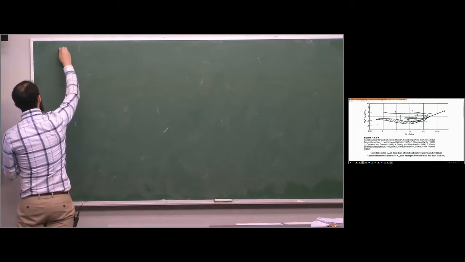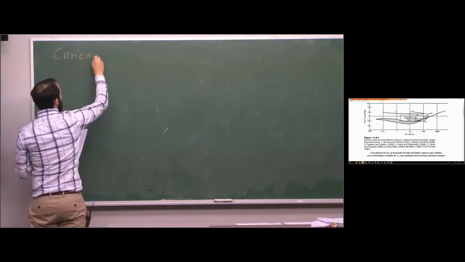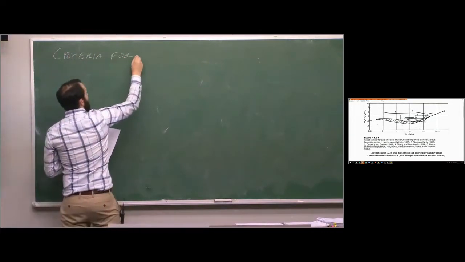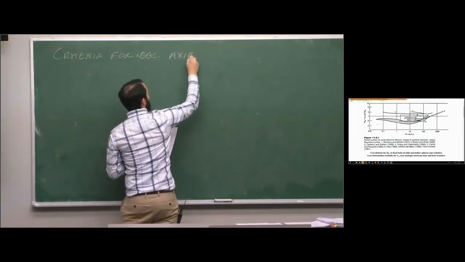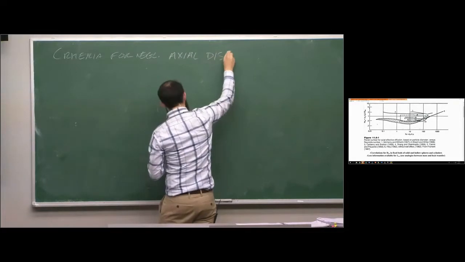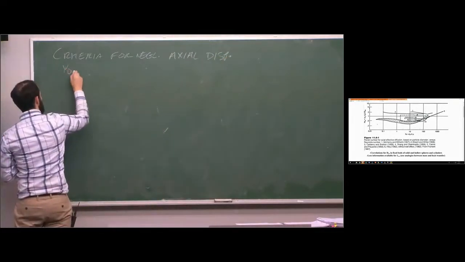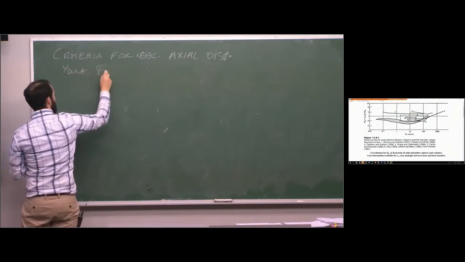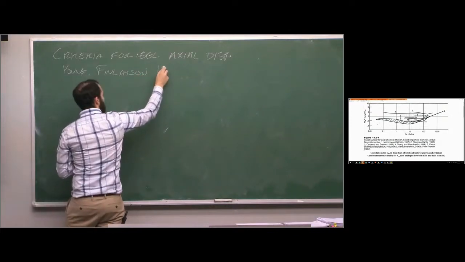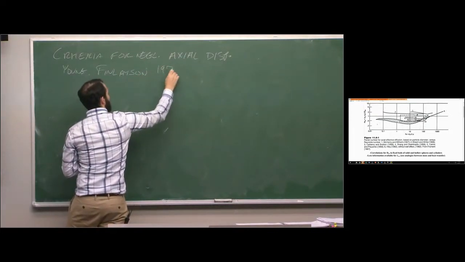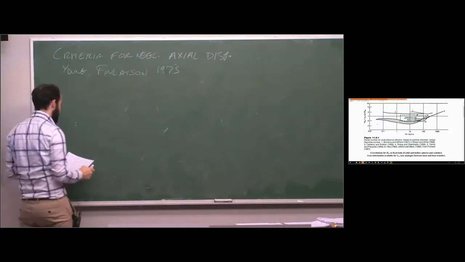All right, so let's look at some cases. So these are criteria for neglecting axial dispersion. This comes from a paper by Young and Finlayson. I always leave these references really incomplete because they should all be on the web page.